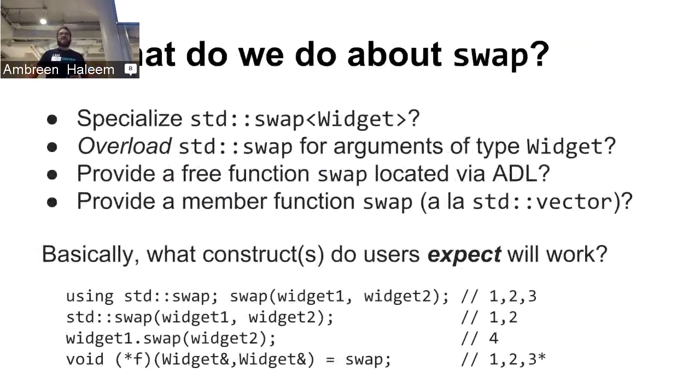Okay, so what do we do about swap? Coming back to swap, how do we implement swap? There's this thing called std::swap. It's a template, so we could specialize the template.